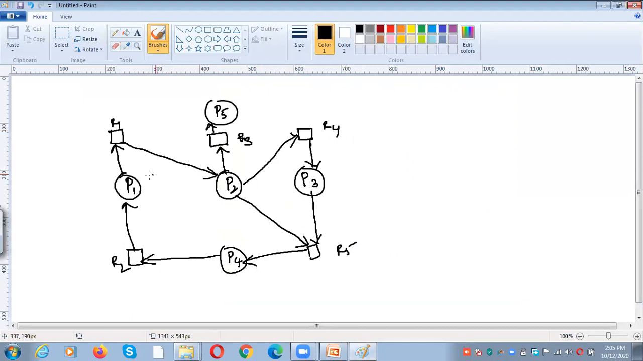For example, here we have 5 processes: P1, P2, P3, P4, and P5. So what you need to do is, P1 is waiting for R1 and R1 is allocated to P2. So P1 is waiting for P2 indirectly. Do you get my point? P1 is waiting for R1, but R1 is assigned to P2. What you need to do is draw a direct connection between P1 and P2. That means P1 is waiting for P2 indirectly. So P1 is waiting for P2.